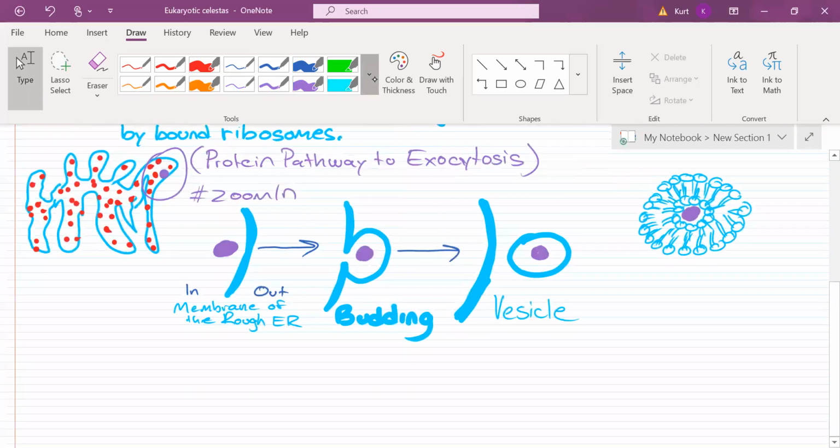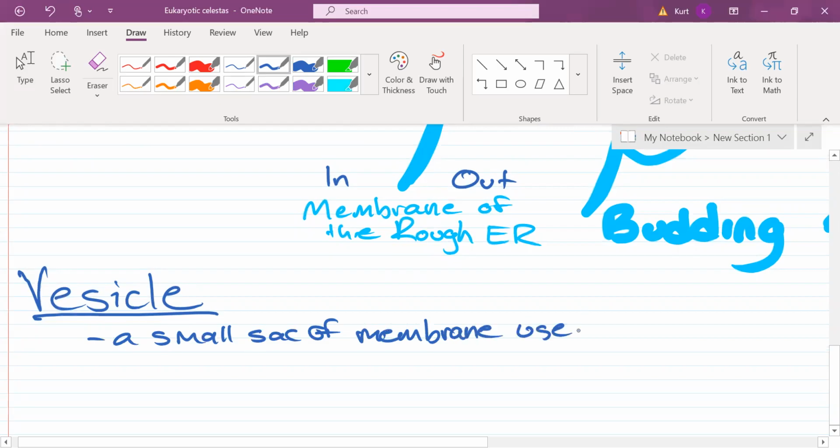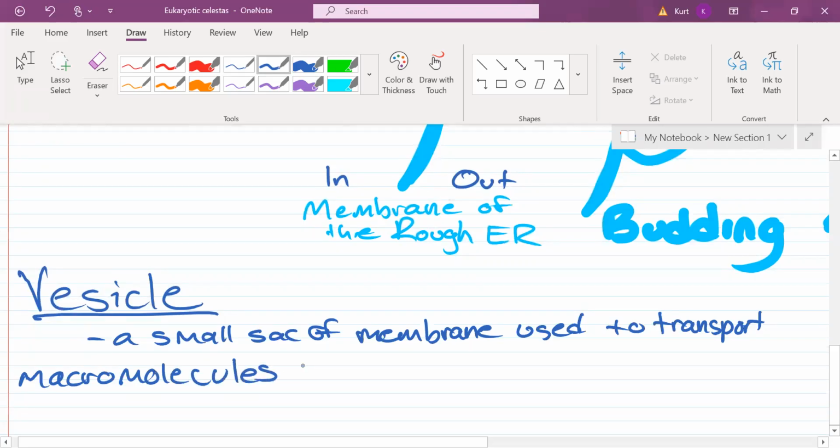So let's define what a vesicle is now. Again, this is like the Tupperware of the cell. It's a small sac of membrane used to transport macromolecules from organelle to organelle.